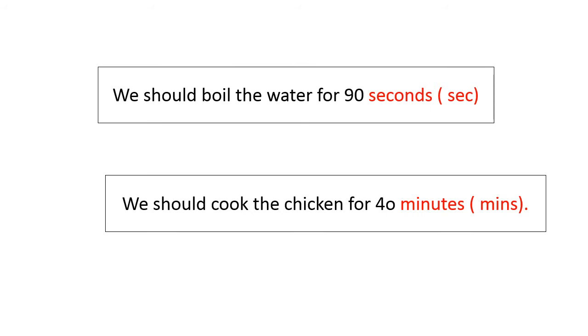We should boil the water for 90 seconds. The short form of second, S-E-C. 90 seconds. We should cook the chicken for 40 minutes. The short form of minutes, M-I-N-S.